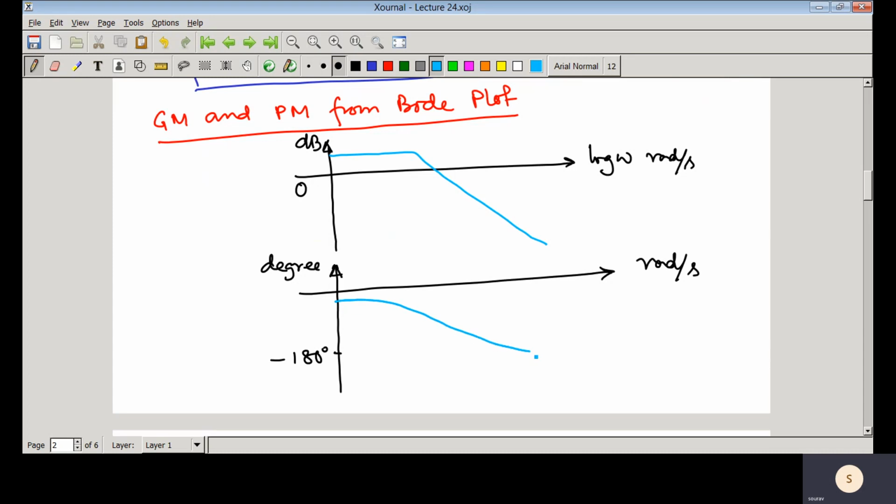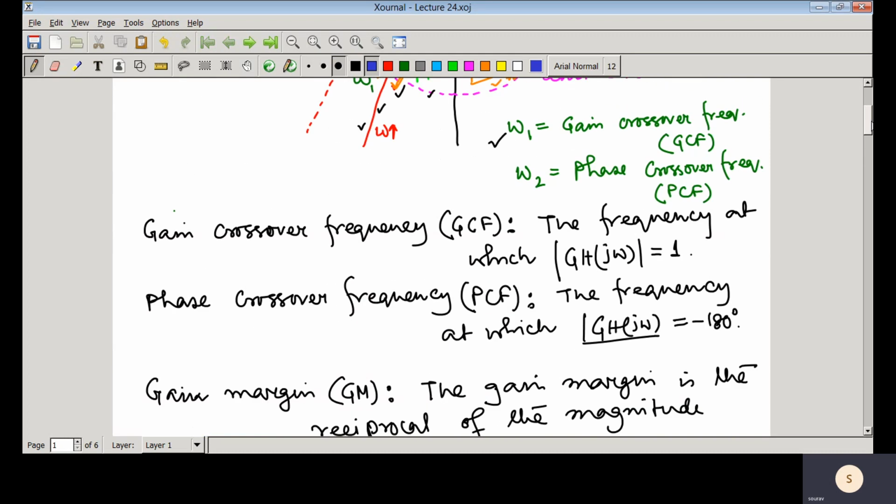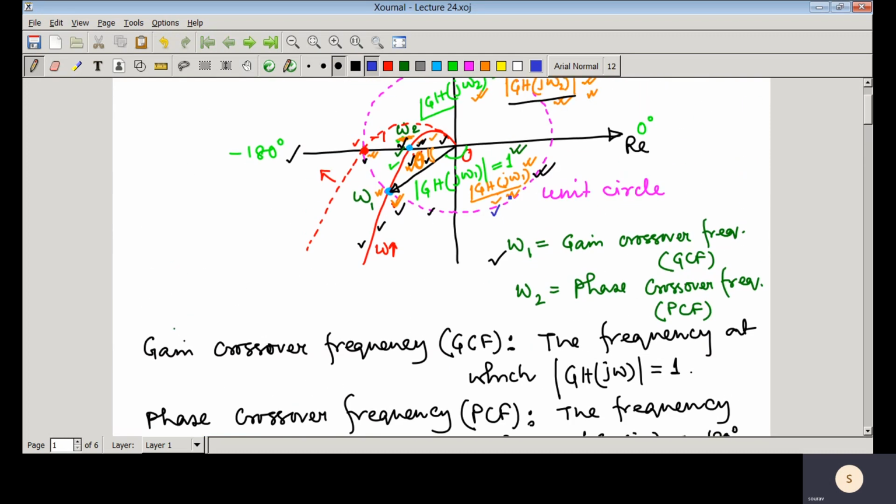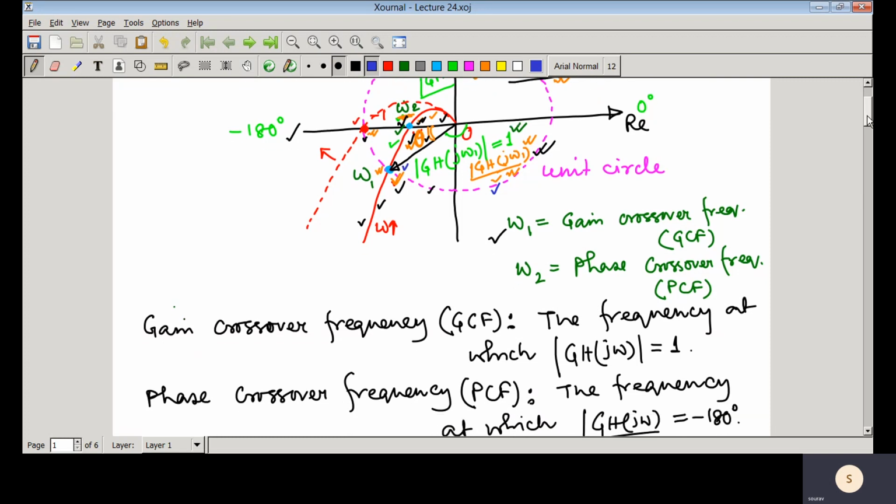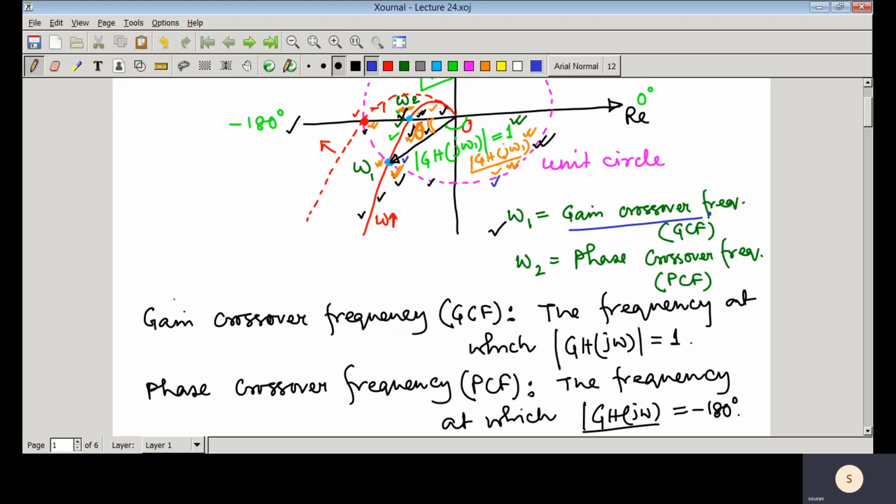Suppose we have a plot like this, that is the phase plot, and this is for a stable system. And here we can see that this is the point where the magnitude plot crosses the 0 dB line. Crossing the 0 dB line means log 1 equal to 0. That means the gain is equal to 1. That we have seen, whenever the plot cuts the unit circle, that means the gain is equal to 1. That we have seen here, omega equal to omega 1. And so that frequency is the gain crossover frequency.